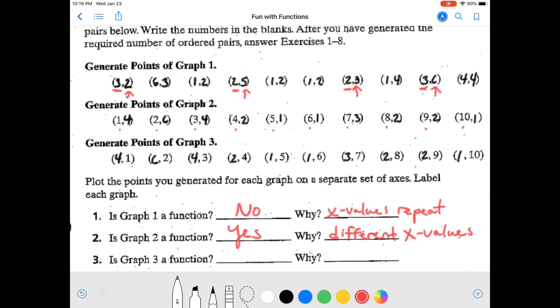Now let's look at graph 3 to see if that's a function. I have the x value 4 repeating. So right away, without looking at the rest of the numbers, I know that this is not a function. As soon as that 4 repeated with different y values, I knew that it had to not be a function.